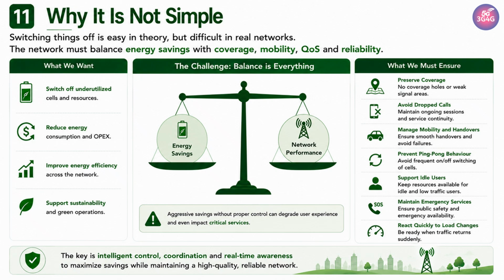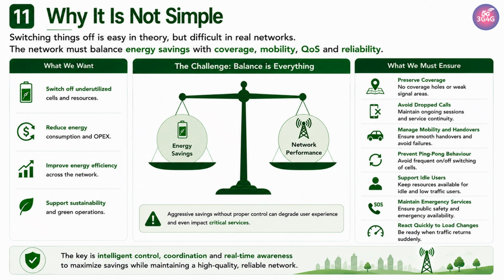The network must preserve coverage. If a cell is switched off, the operator must avoid coverage holes or weak signal areas. It must avoid dropped calls and session failures. Users already connected to the network should not suddenly lose service because an energy saving policy was too aggressive. It must manage mobility and handovers. If users are moved between cells, the process needs to be smooth. It must avoid ping-pong behavior, where cells repeatedly switch on and off because the thresholds are poorly designed.